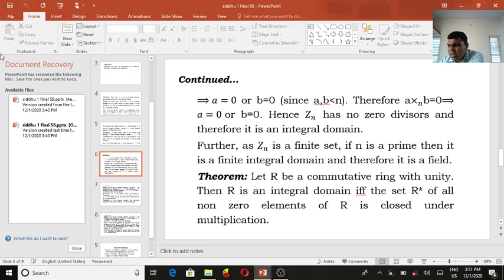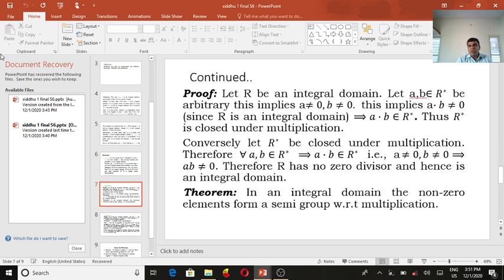Similarly, using this definition, we come to one more theorem. Let R be a commutative ring with unity. Then R is an integral domain if and only if R star, the set of all non-zero elements of R, is closed under multiplication. The proof is simple, using the zero divisor and integral domain definitions.